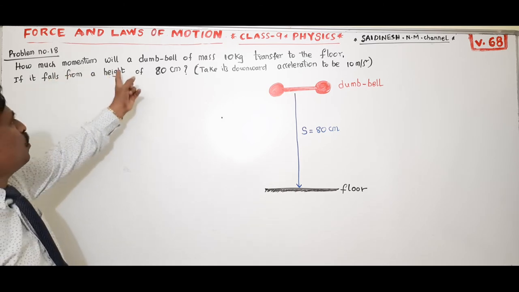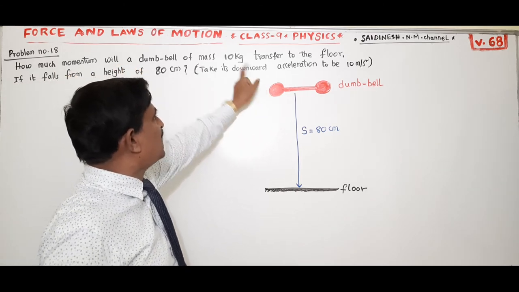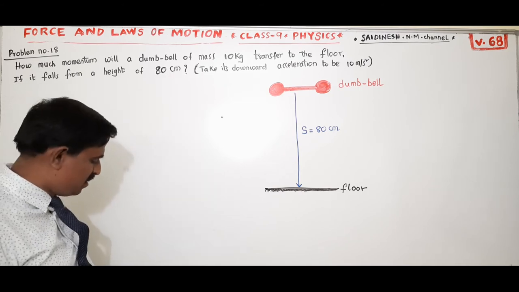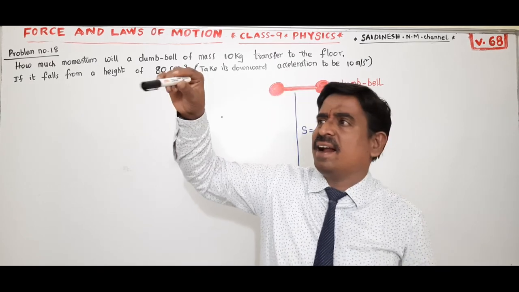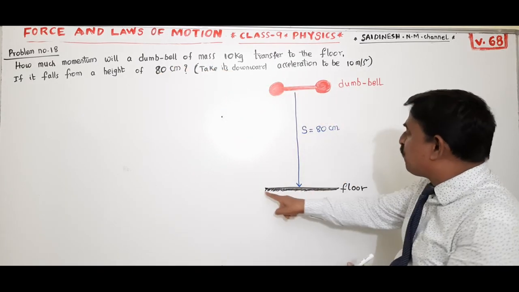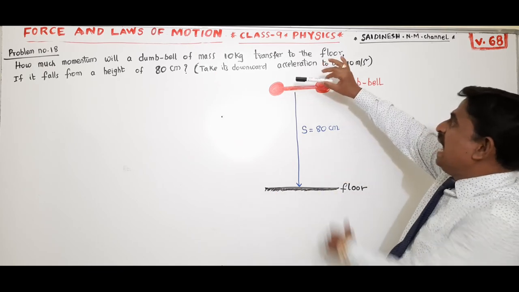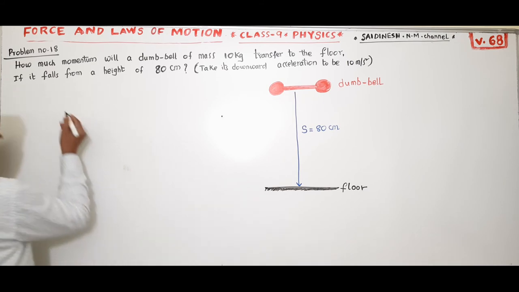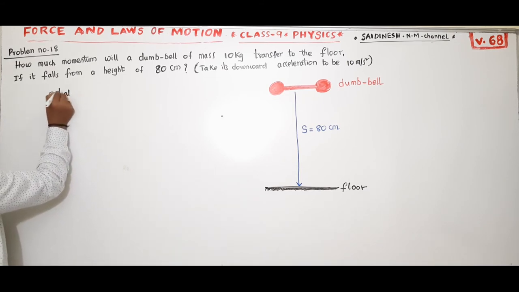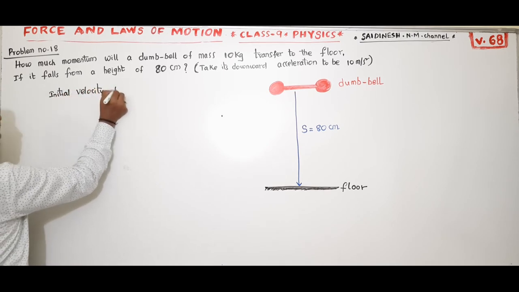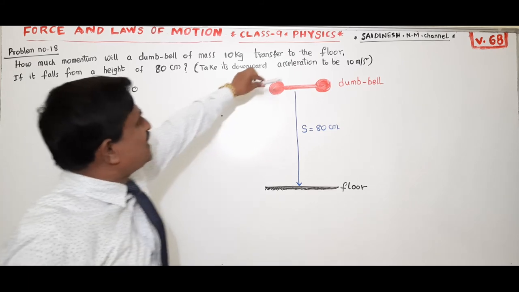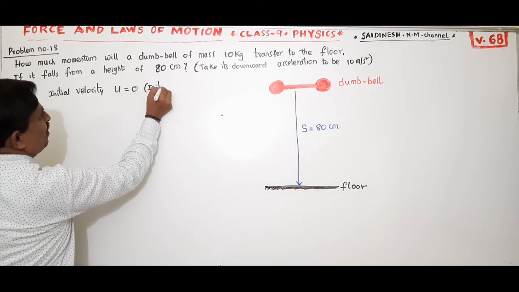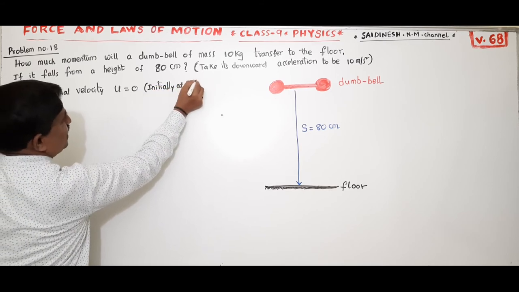Number 18. How much momentum will a dumbbell of mass 10 kg transfer to the floor if it falls from a height of 80 centimeter? Now please listen. It is the dumbbell. It is at a height of 80 centimeters from the ground. Initially it is at rest. Rest means initial velocity 0. Initial velocity u is equal to 0.